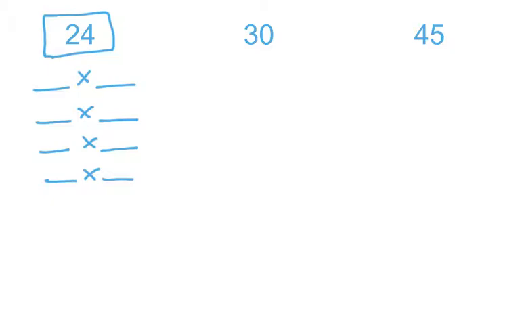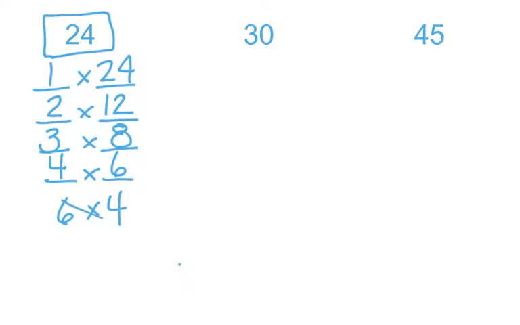So for 24, you should have already written this on your whiteboard. 1 times 24. I know 2 is a factor because it's an even number. If I go across my 3s, 3 times 8 is 24. 4 times 6 is 24. And nothing times 5. But then again, I would get 6 times 4. That's my turnaround fact. I know I have them all.